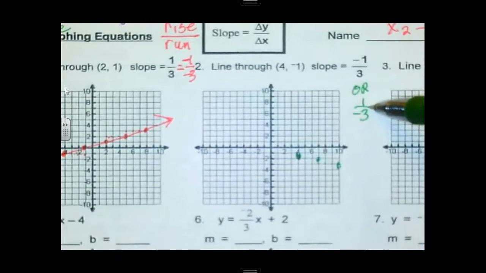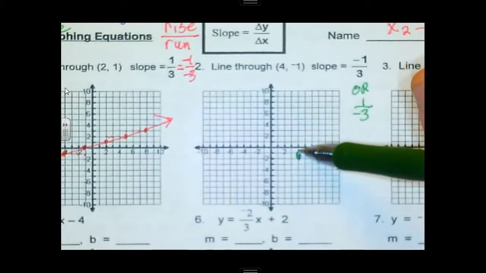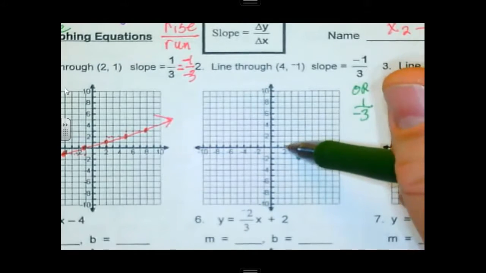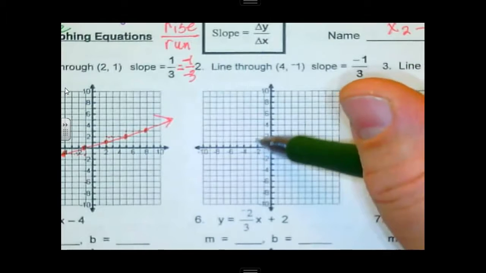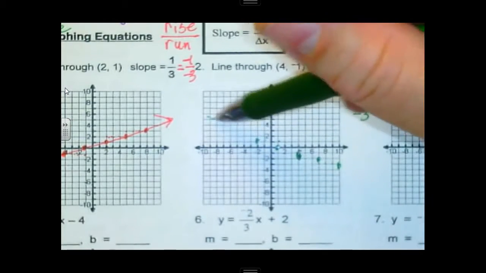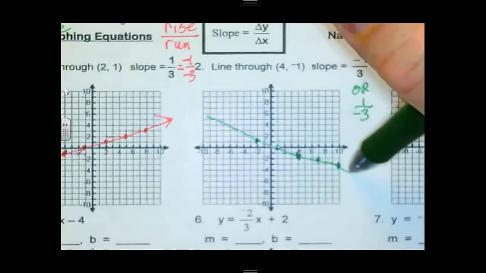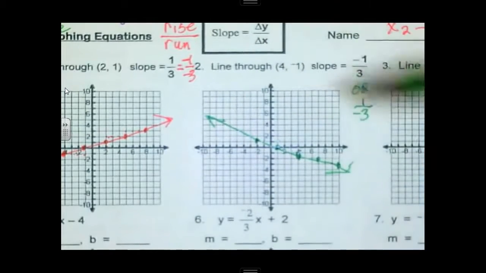If I use 1 over negative 3, I go up 1 and to the left 3. Up 1 to the left 3. And there's my line, as perfectly straight as it is.